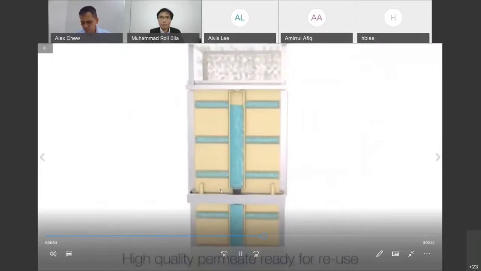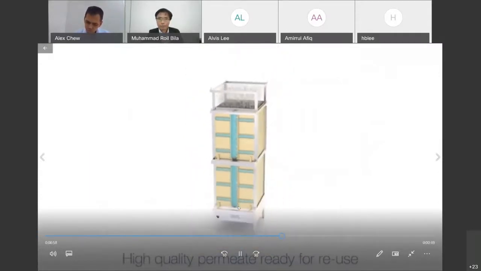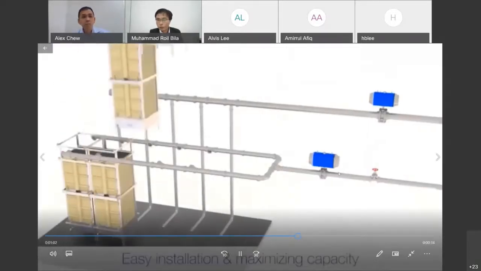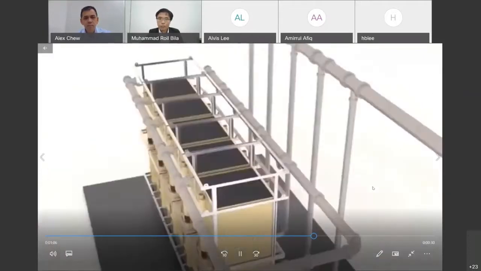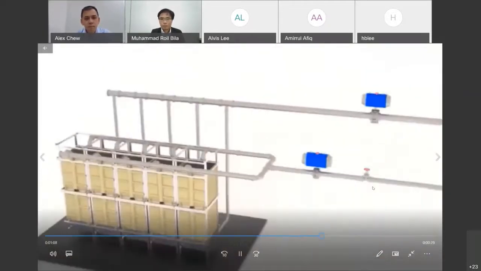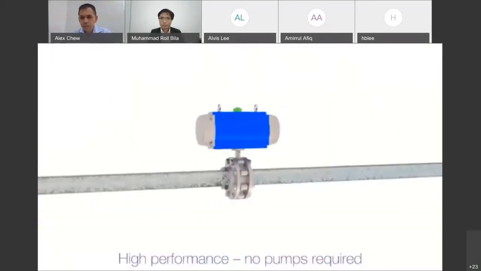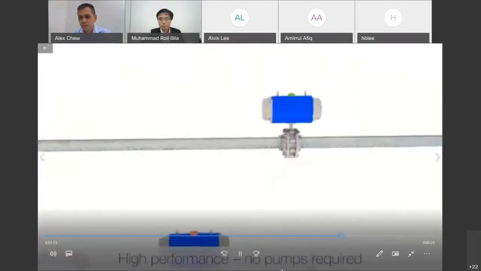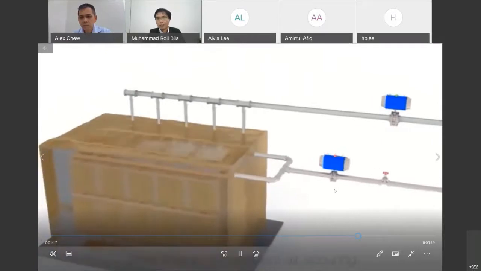You see, this is the permeate going out, and they link it with the flow controller here to be able to control the permeate stream to have a continuous operation. So this technology requires no pump. It's a high performance technology requiring no pump.